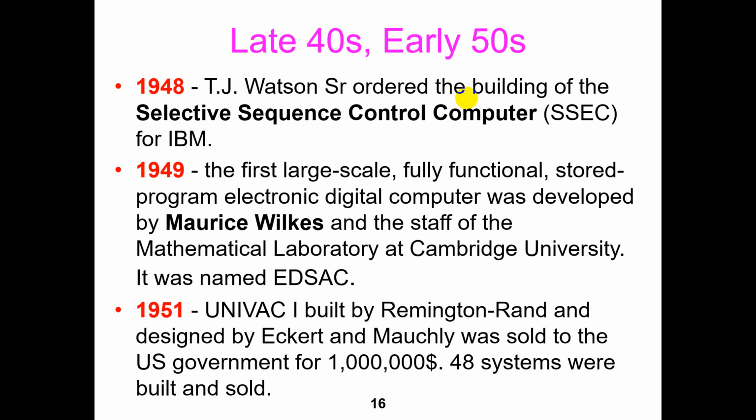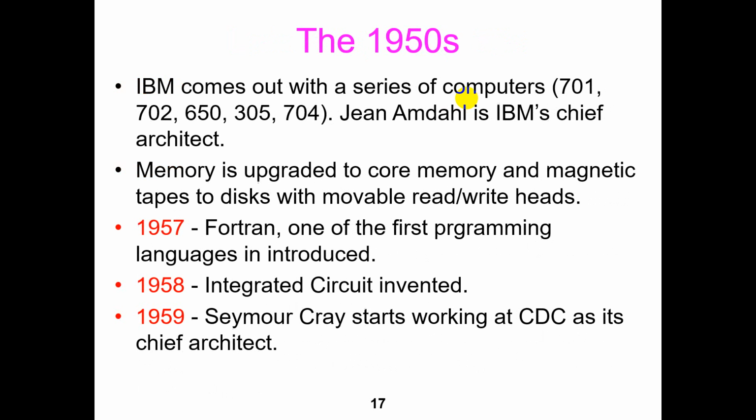In 1951, the Univac, built by Remington Rand and designed by Eckert and Mauchly, was sold to the U.S. government for $1 million. 48 systems were built and sold.